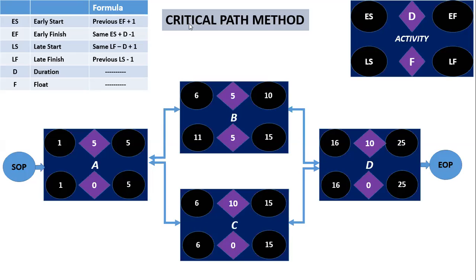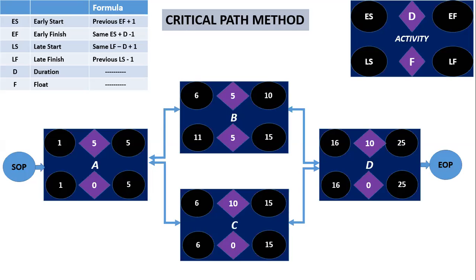Then what is the early start of activity B? 5 plus 1 is equal to 6. Then what is the early finish? 6 plus 5 is 11, minus 1 is equal to 10.